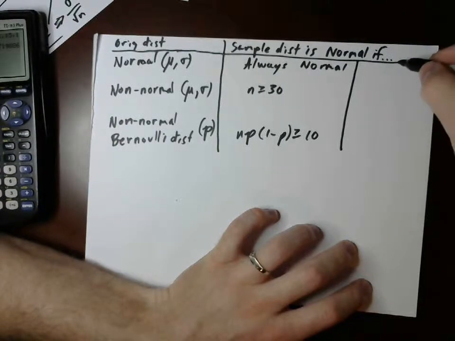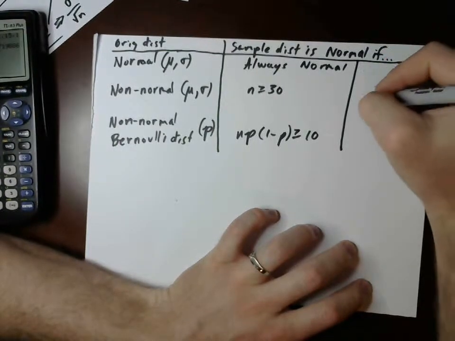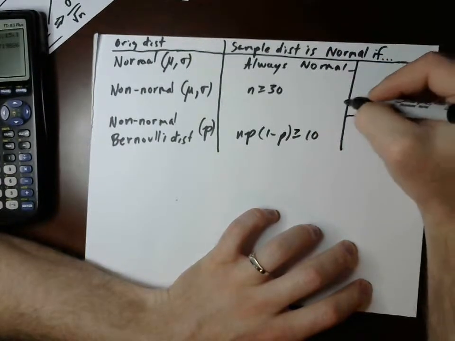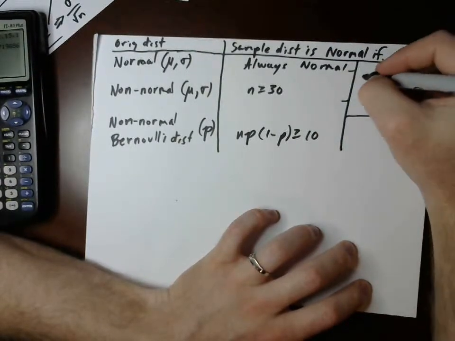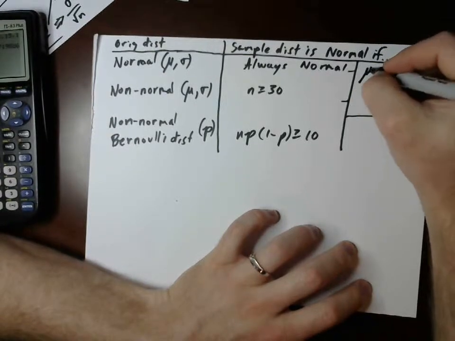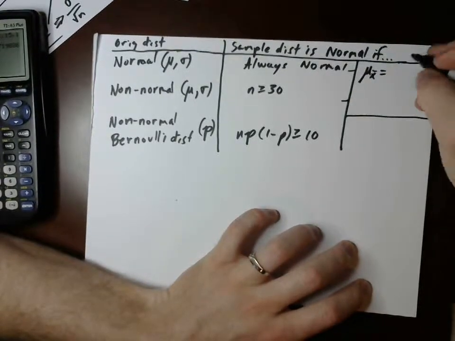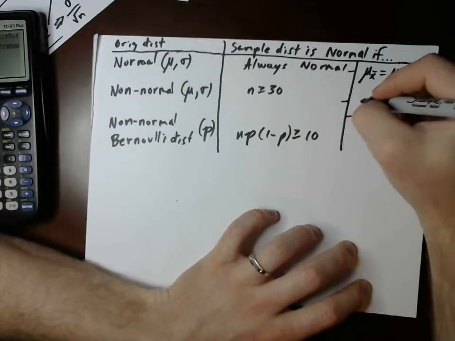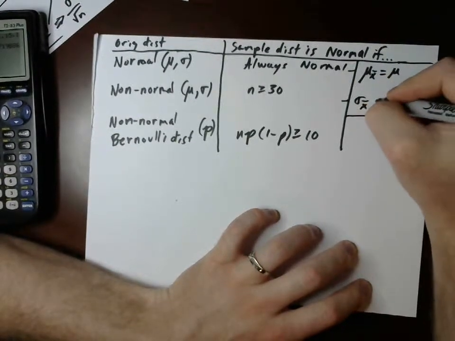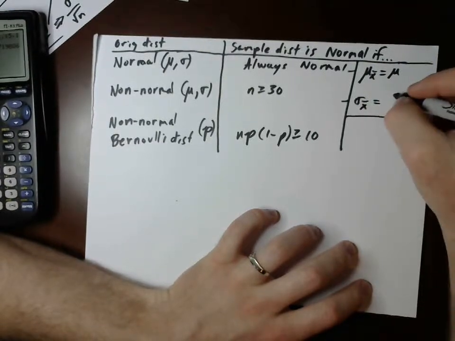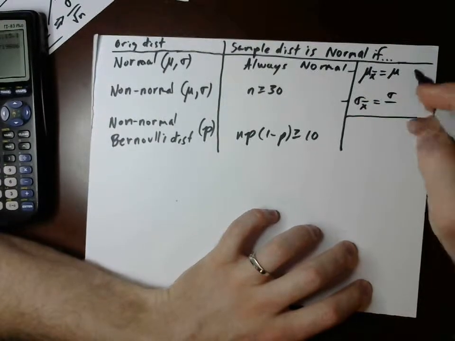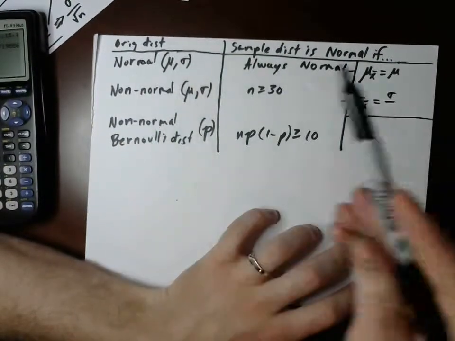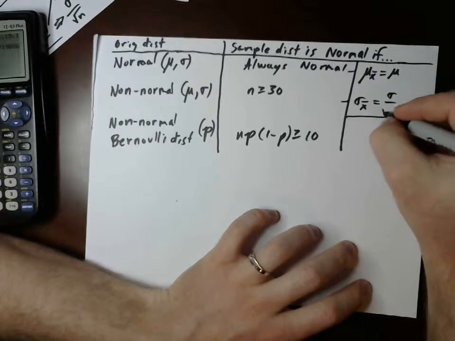And then we also know the shape of this distribution. Let's just write it right here. For both of these cases, I'm just going to write it once. You have mu sub x bar equals mu. Okay? And then you have sigma of x bar is equal to sigma over the square root of n. So keep in mind where we're getting this information: it's from the original distribution.